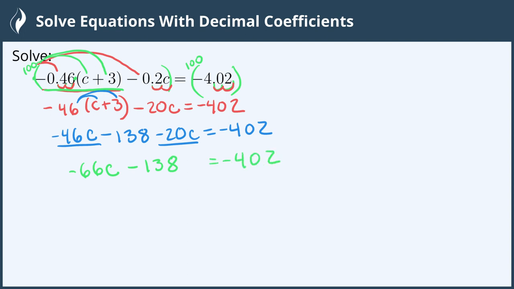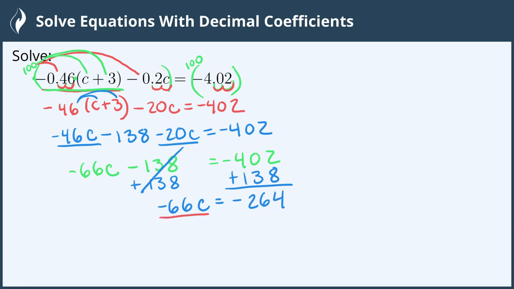To isolate the variable, we'll add 138 to both sides. On the left side, it cancels, and we're left with negative 66c. And on the right-hand side, negative 402 plus 138 in my calculator gives me negative 264. Now we need to continue isolating the variable, so we'll divide both sides by negative 66.